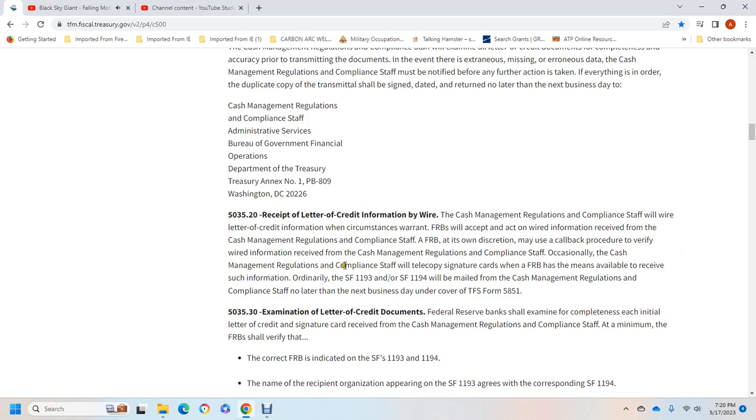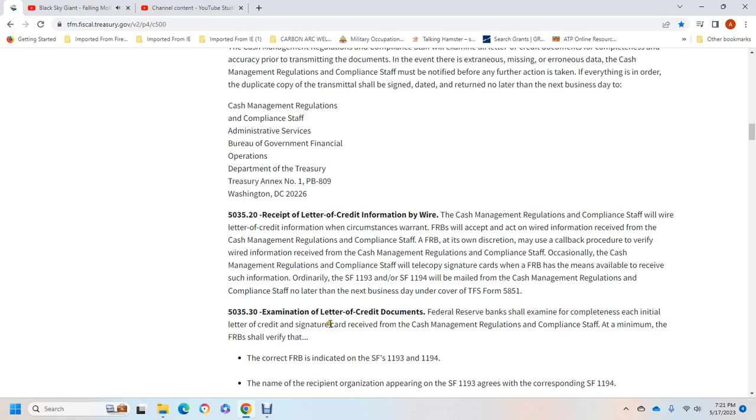Occasionally, the cash management regulation compliance staff will telecopy a signature card if the Federal Reserve Bank has the means available to receive such information. Ordinarily, standard Form 1193 and 1194 will be mailed to the cash management regulation compliance staff no later than the next business day under the Form 5851.